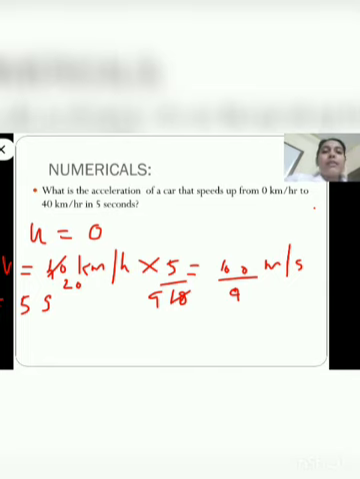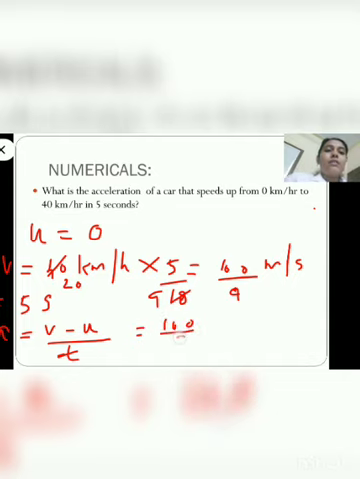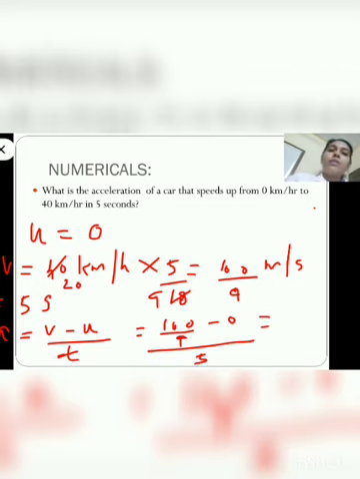Now find out acceleration. What is the equation to find acceleration? Acceleration a is equal to v minus u by t. What is v? v is 100 by 9, then minus u, which is 0. 0 divided by time is 5. So 100 by 9 minus 0 is 100 by 9 itself. 100 by 9 by 5.